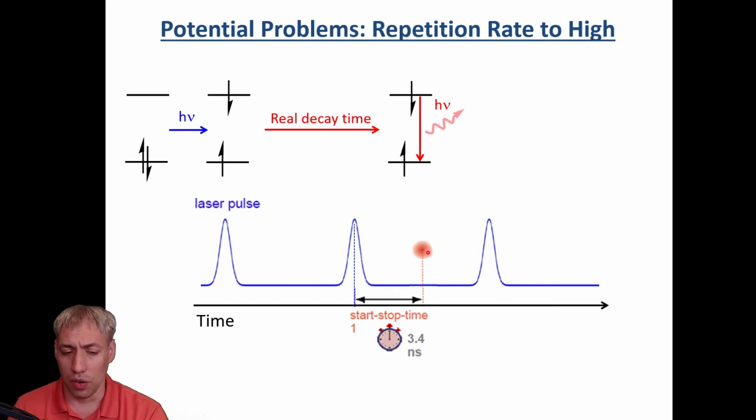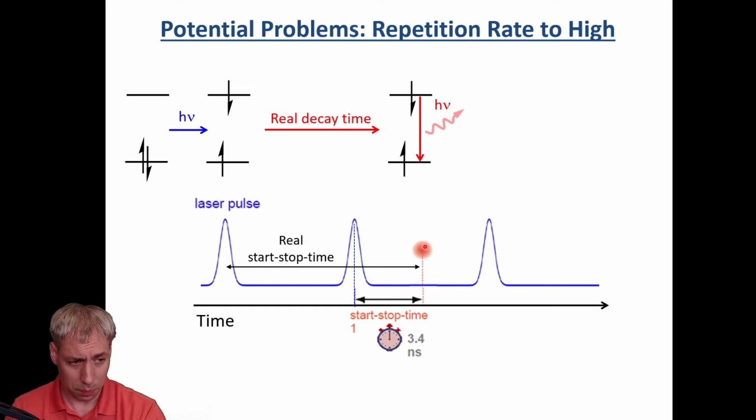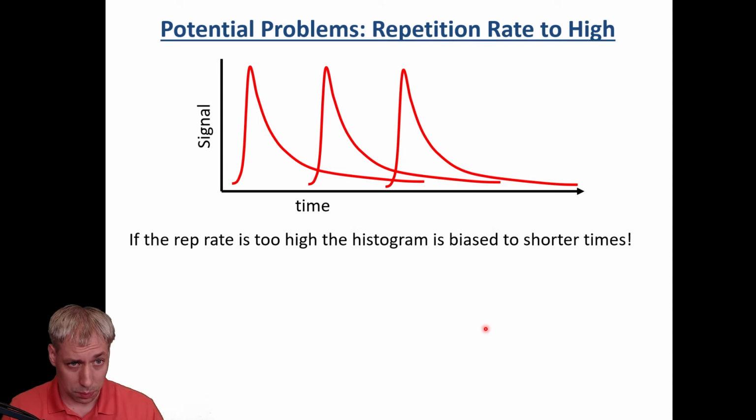And it's going to do this over and over again because your second pulse is coming in before the molecular material has time to relax. And so the real start-stop time would be this. The artificial start and stop time will be here. And it's because your repetition is happening too quickly. And so what ends up happening is you're essentially overlapping your signal. Your next excitation pulse is happening before your first emission decay could occur. And so it's biasing the detection to shorter times than it actually is.